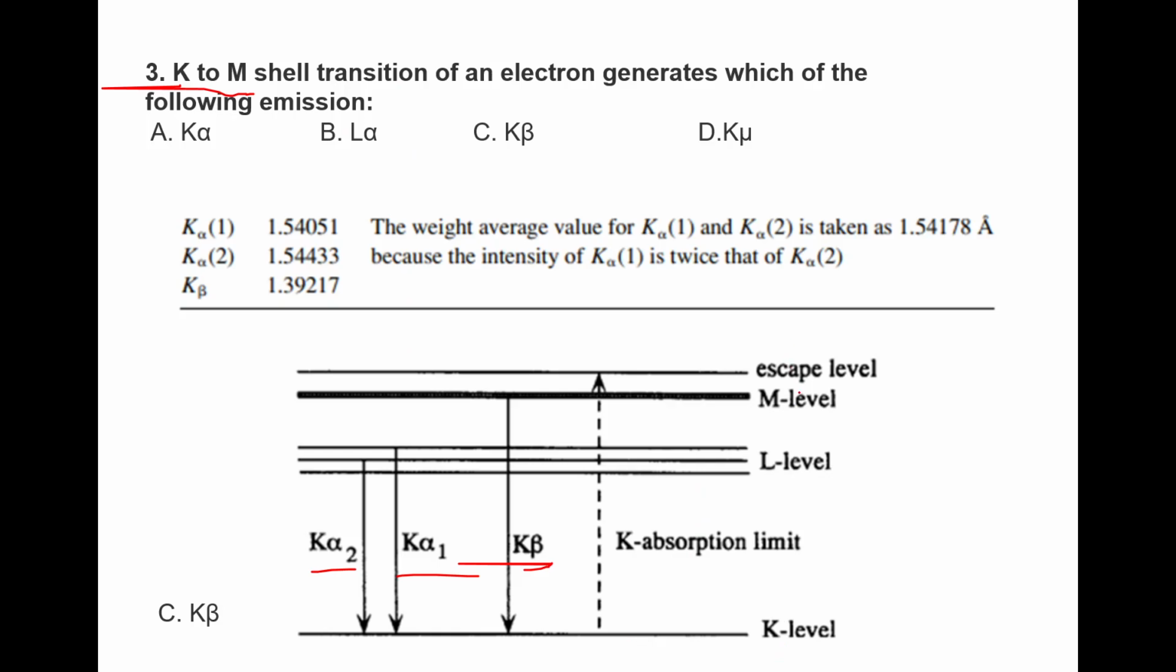So K to M shell transition generates your K beta. This you don't require, and this you actually get rid of by the nickel filters that we discussed today, right? So the answer to your question will be C.